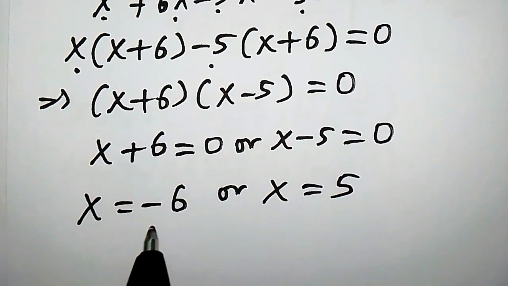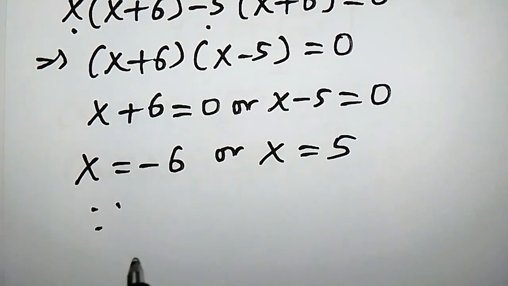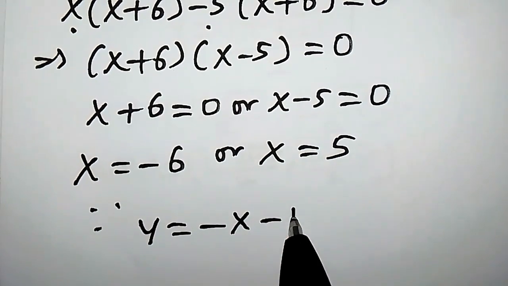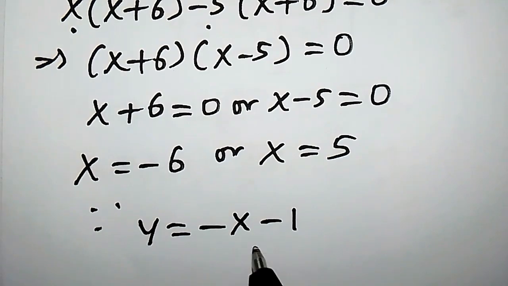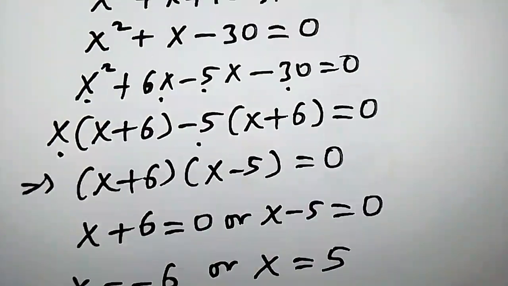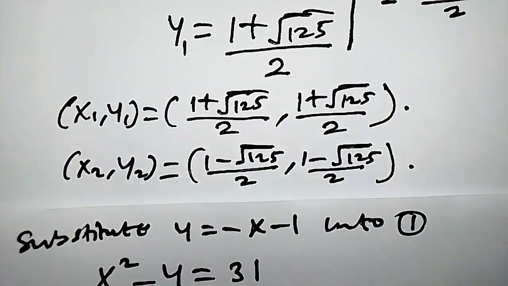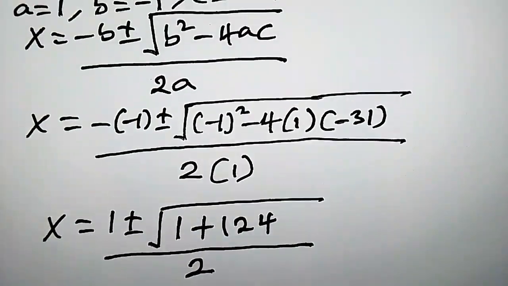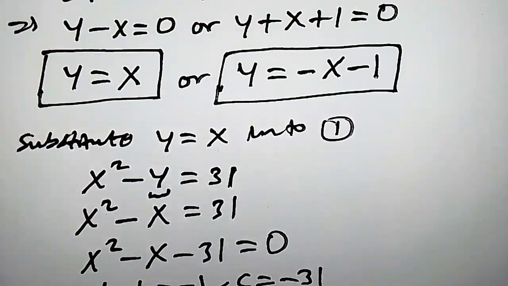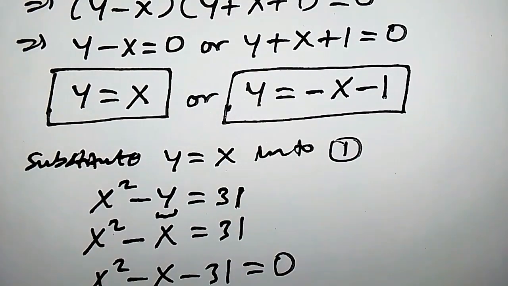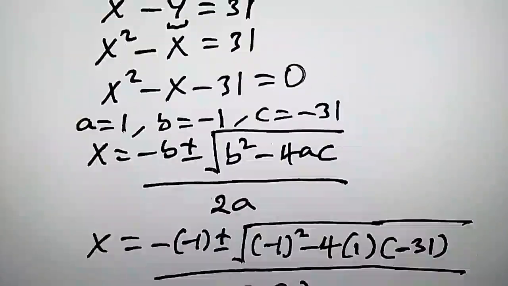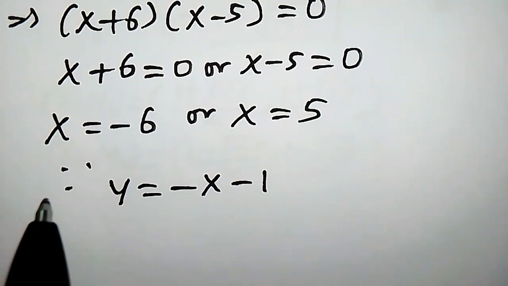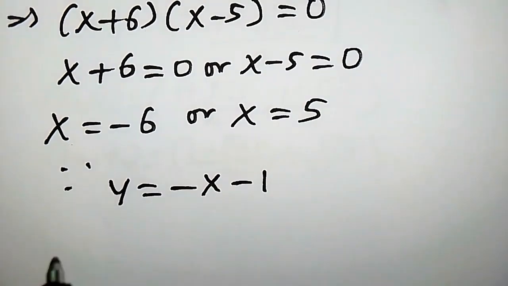Thus, we also have two values for x, since y is equal to minus x minus 1. Let me show you where we got this from. It is from this line. Let's proceed further. What we have to do now is to consider each value of x.